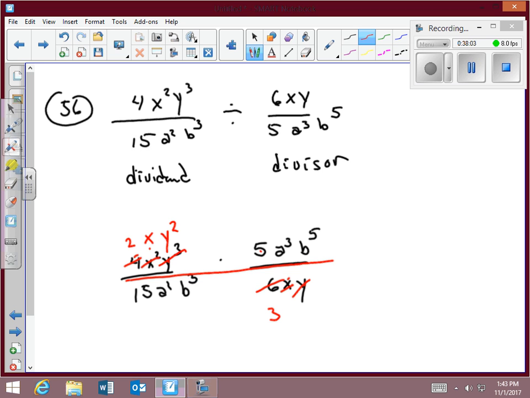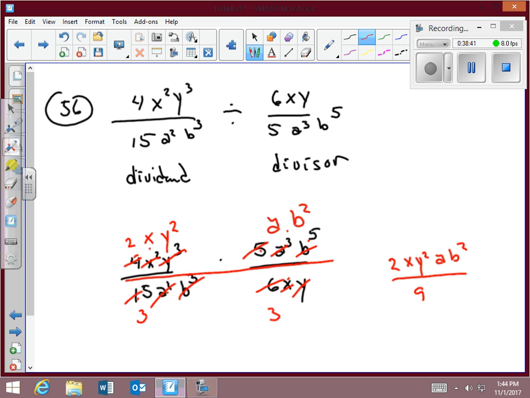The 5. 15 in the denominator. 5 out of 15 is 3. You have an a cubed. You have an a squared down here. That leaves you an a in the numerator. Here's a b5, b3, which leaves a b squared in the numerator. So then your numerator is going to be 2x y squared a b squared over 3 times 3 is 9.